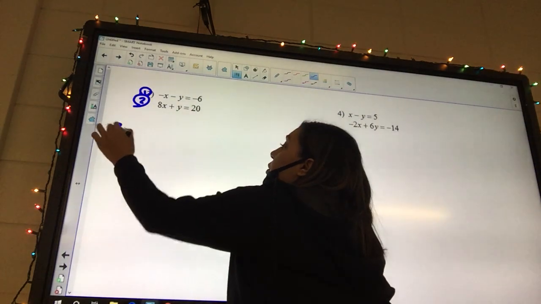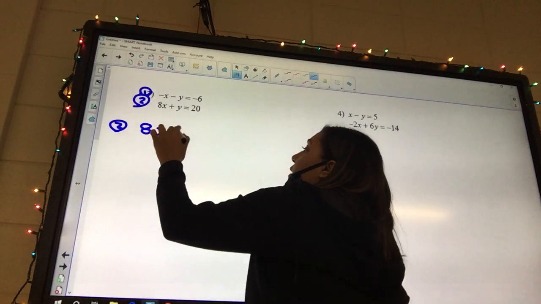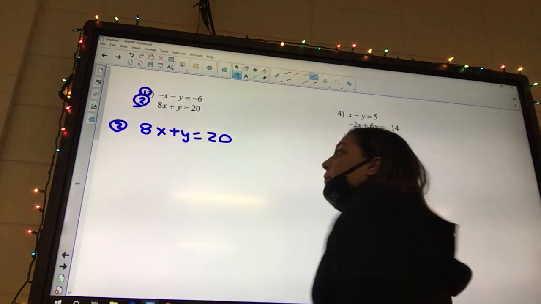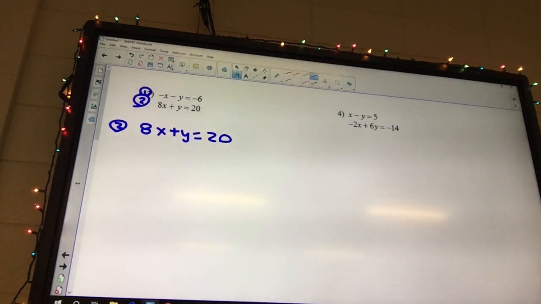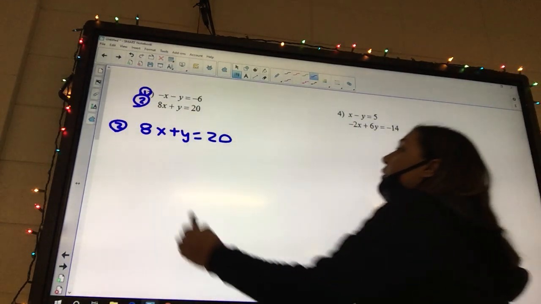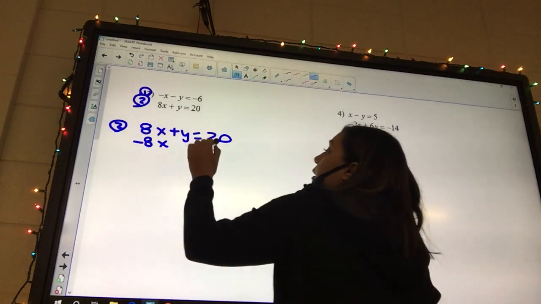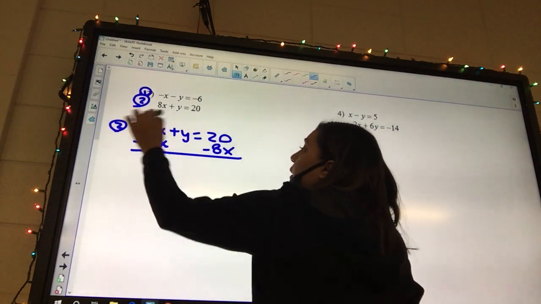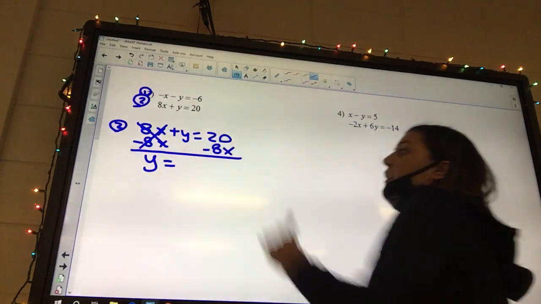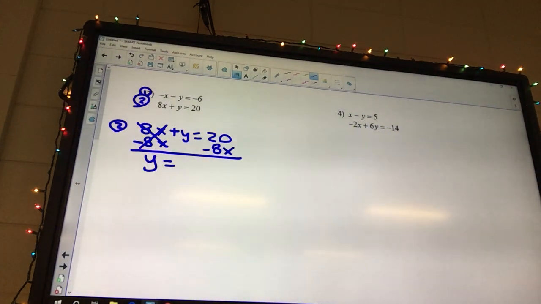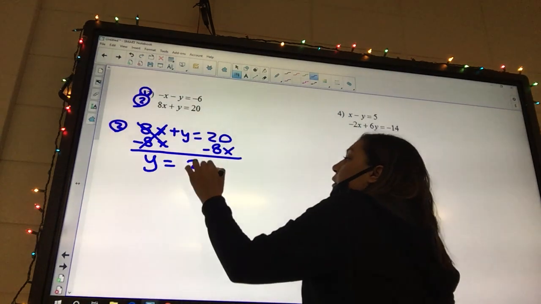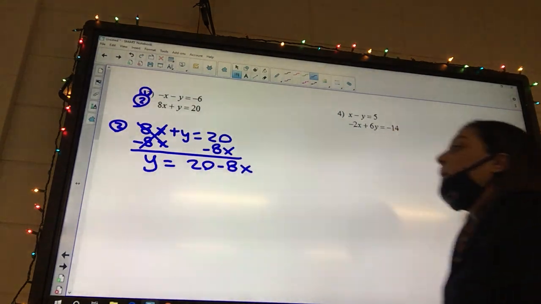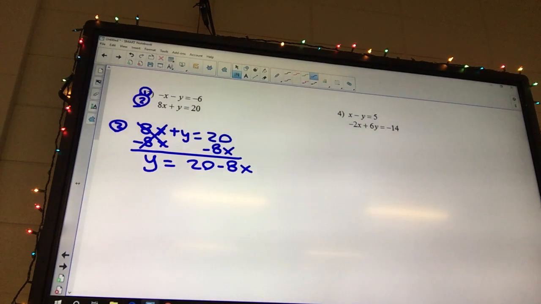So working with equation 2, I have 8x plus y equals 20. I'm trying to solve for y. Okay, so I'm going to subtract 8x from both sides. So we have y equals, can I put these two together? We really can't, so we could just say 20 minus 8x.